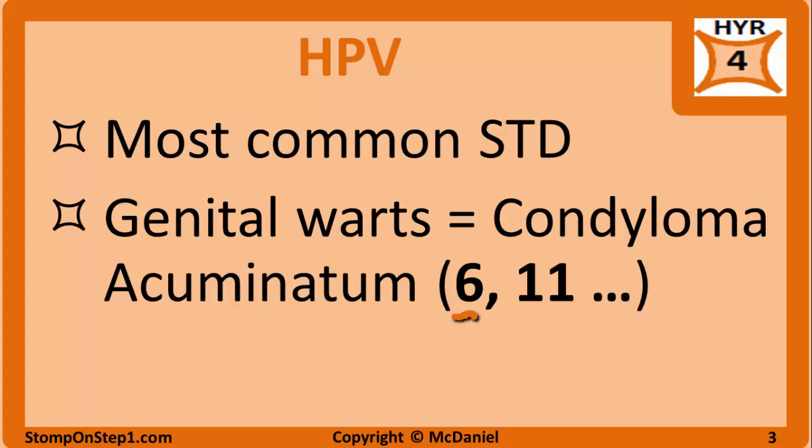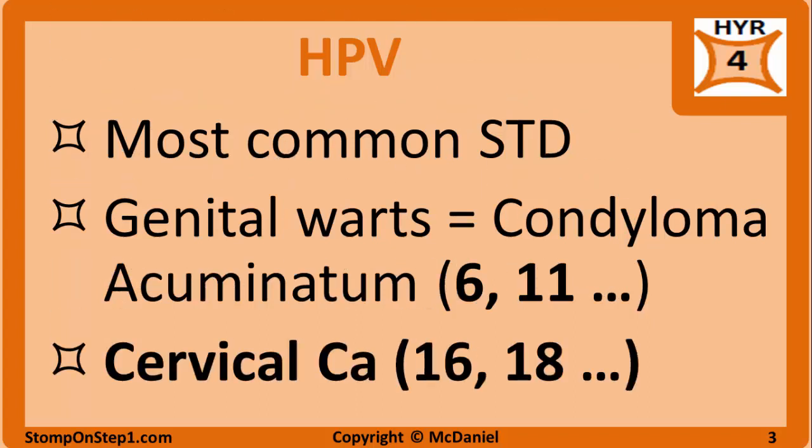HPV serotypes 6 and 11 are most often associated with genital warts, but rarely associated with genital cancers. However, patients can be infected by multiple serotypes at once, so the presence of warts does not rule out cancer. HPV is associated with cancers of the vagina, vulva, penis, and even the oropharynx. I'll leave it to your imagination to figure out how the virus gets there. However, your focus should be on cervical cancer, because it is by far the most common.